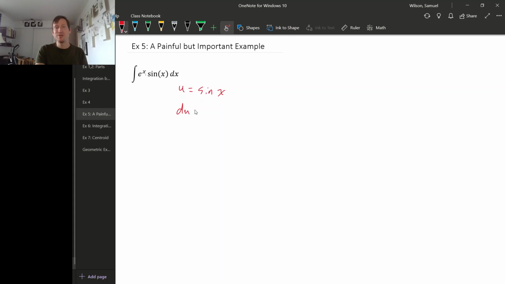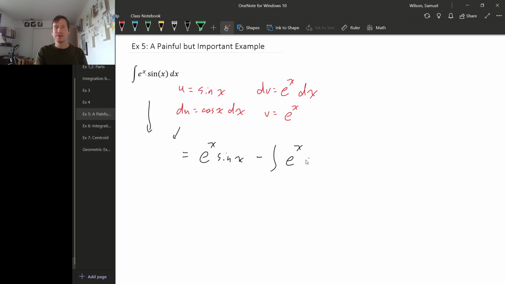And that means du is cosine x dx. That means dv is e to the x times dx, and v is e to the x. So now we can write integration by parts. This equals, I'm leaving some space here for a reason, u times v, so e to the x sine x, minus the integral of v times du, so e to the x cosine x dx.